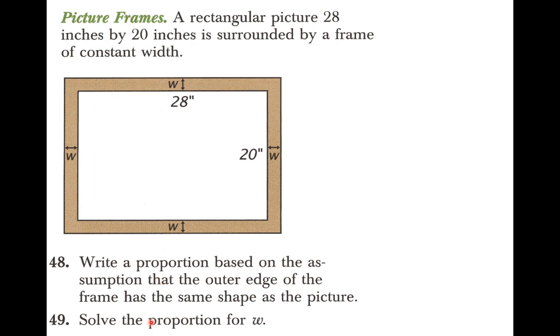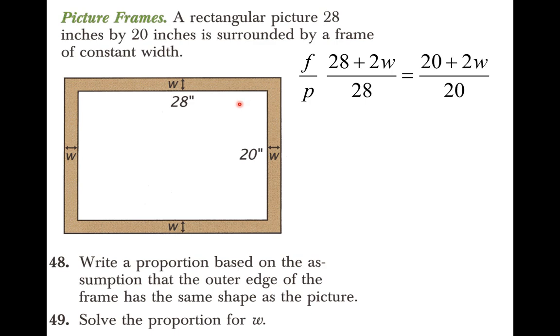Now you're looking for a proportion for W. Solve a proportion for W that you created on 48. So I'm using an index ratio here, F over P, and that equals, well, frame. Got to think about that a minute. How long is this? It's not W. It's 28 plus 2W. And then it's over the length of the actual photo, 28. Equals 20 plus 2W over 20. So now I did the other dimension here.